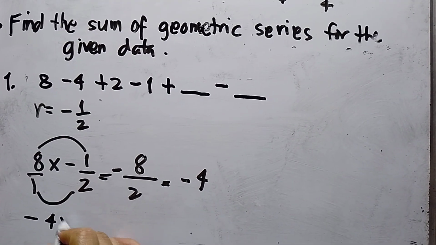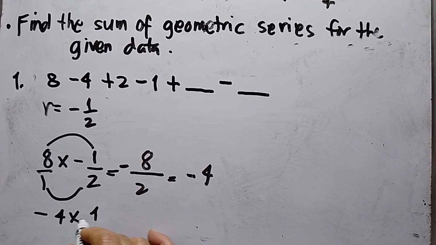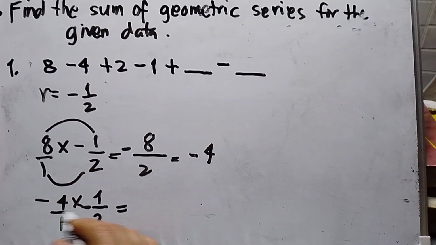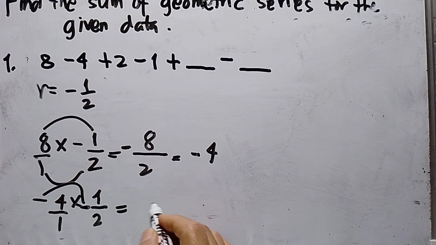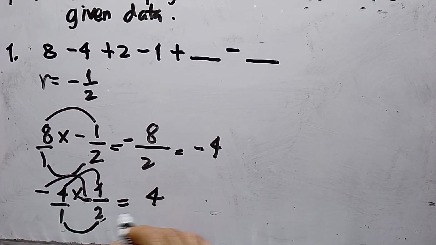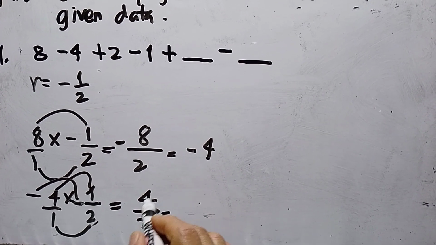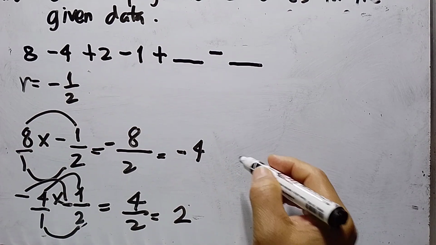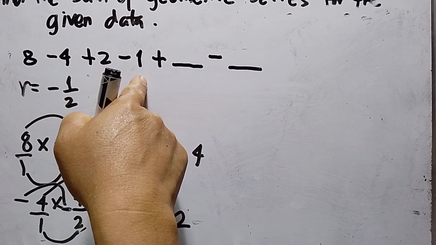Next is A2 times negative half. So this will be over 1. So negative times negative is positive. So 4 times 1 is 4. 2 times 1 is 2. So 4 divided by 2 is 2. So I have here A3 is 2. Correct. Now let's move to this one, A4.